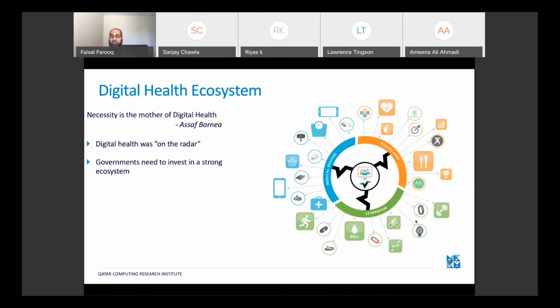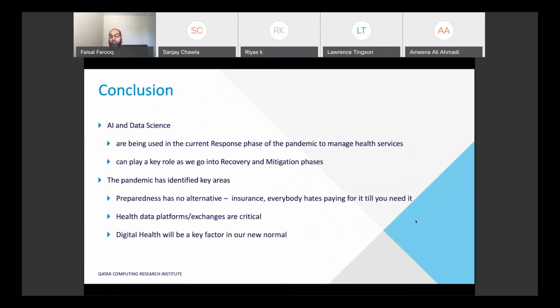And thankfully in Qatar, this is one of the strategic pillars that the health system is working on. We're in very early stages, but this is identified as one of the key drivers. So in conclusion, AI and data science, as hopefully I was able to demonstrate, are being used in the current response phase for managing the health services in the pandemic. It can play a key role as we go into recovery and mitigation phases.